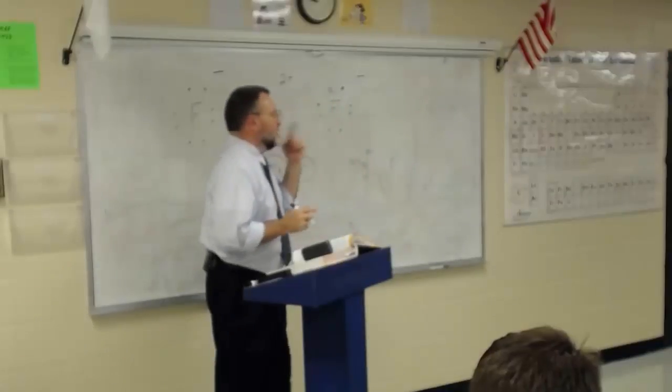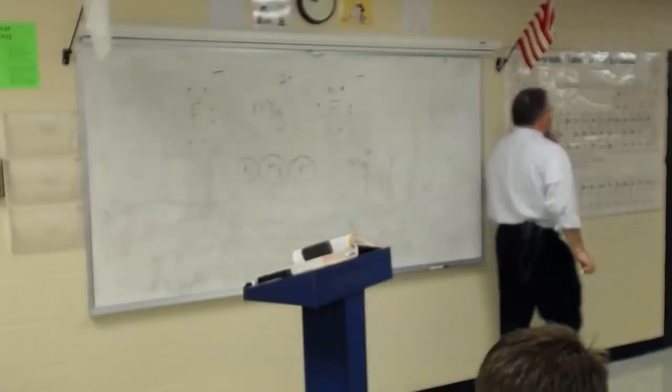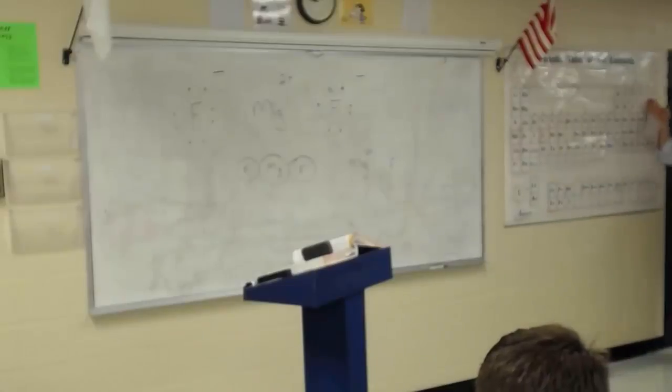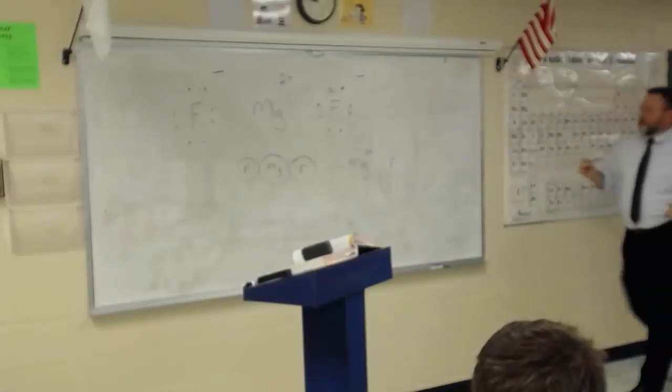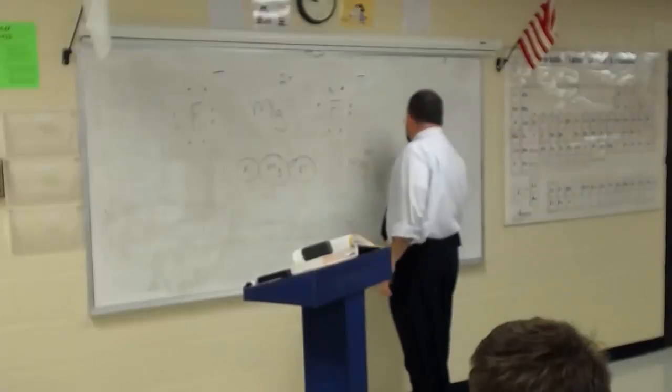Okay. Fluoride. Well, fluorine is a column 7 element. Fluorine, because it's a non-metal, wants to get electrons. So it wants to have a negative charge. How many does it want to get? 1. So it wants to have a 1 negative charge.